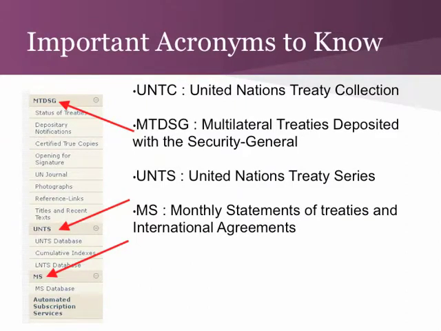Before we begin the search section of this tutorial, there are some acronyms that you should familiarize yourself with. The online database we are currently accessing is a part of the UNTC, which stands for the United Nations Treaty Collection. MTD-SG stands for Multilateral Treaties Deposited with the Secretary General. UNTS is the United Nations Treaty Series. And finally, MS stands for Monthly Statements of Treaties and International Agreements.